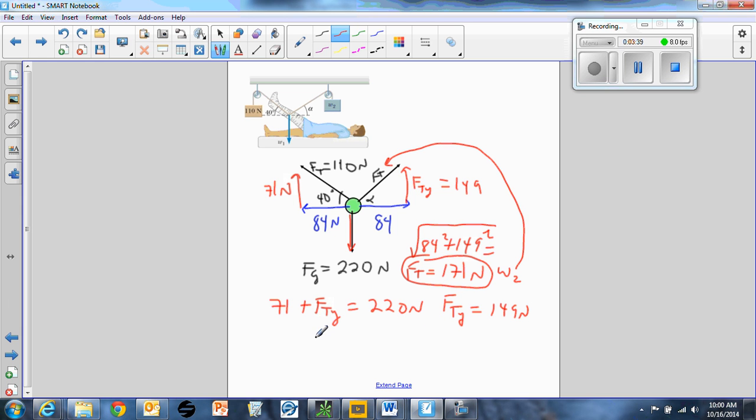And then inverse tan, so our alpha is going to equal inverse tan of opposite, 149, over adjacent, 84. And when I do that, I get 60.5, I think, which I'm going to round off to 61 degrees. And that's how you do that problem.